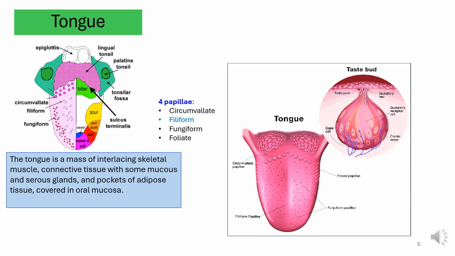Now, taste buds are commonly found on the latter 3. So you're going to find that you have taste buds associated with circumvallate, fungiform, and foliate, but not filiform.